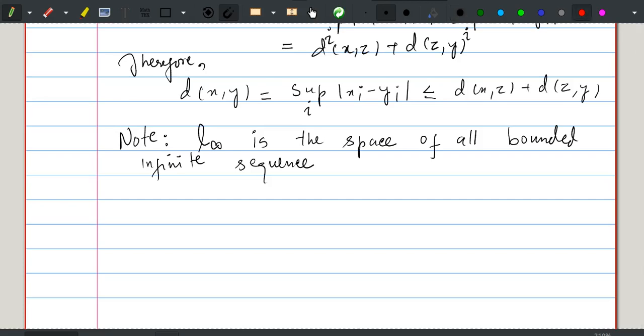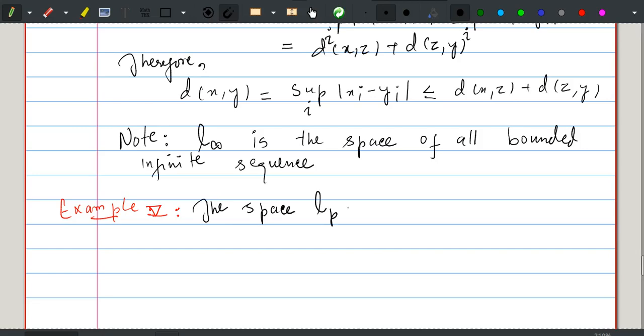So let us do one more example. This is example 5th. This is called the Lp space. The space Lp is again the set of all sequences which are p-th power summable.